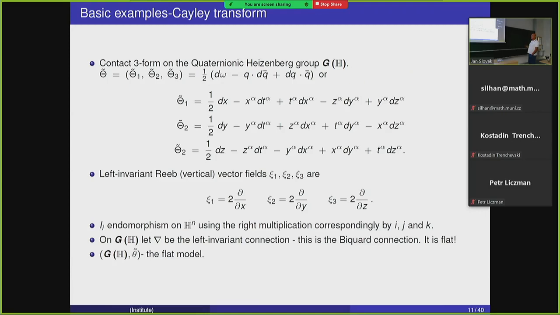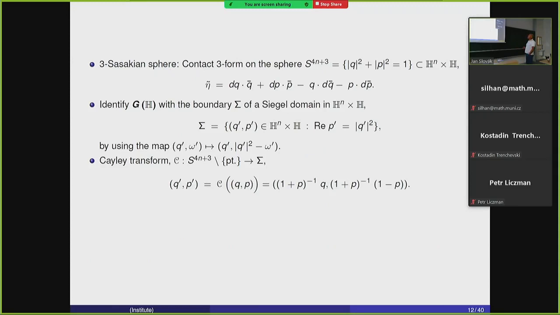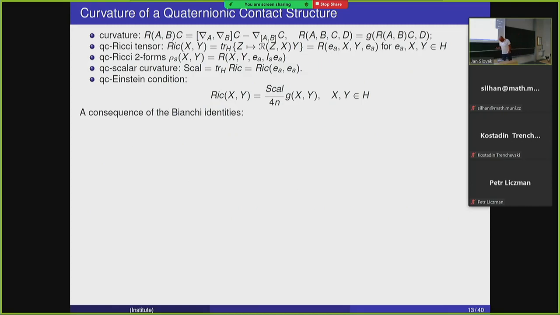And so, the important thing is that the Biquard connection is flat on the quaternionic Heisenberg group. And one can show that if one has a quaternionic contact space with a flat Biquard connection, then it is locally isomorphic to the quaternionic Heisenberg group. In this sense, one can consider the quaternionic contact geometry as having its flat model the quaternionic Heisenberg group. And then the next step is to replace the nonlinear Yamabe equation with a system of equations on the 3-Sasakian sphere, which can be solved.